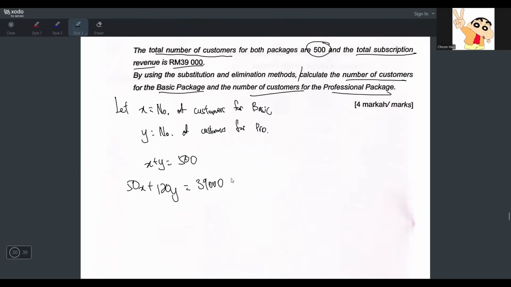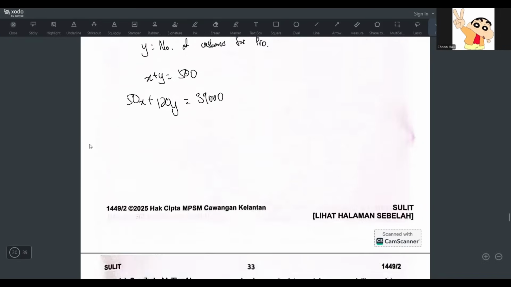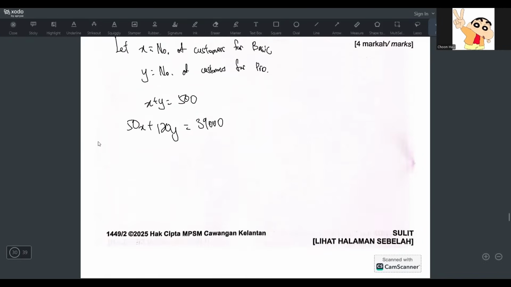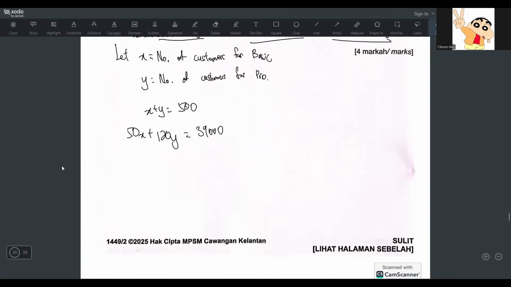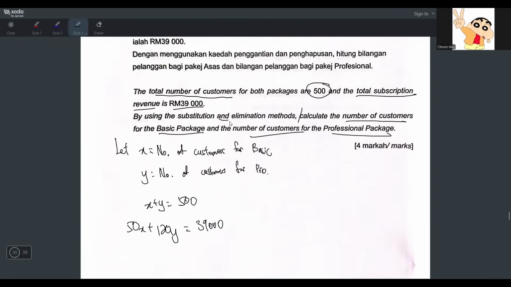And then the total price will be 39,000, the total revenue. Okay, now we are done. Now we can use the substitution or elimination method to solve this. So how do you do it? The question says substitution and elimination. What is the meaning of "and"? It means they want to use both.